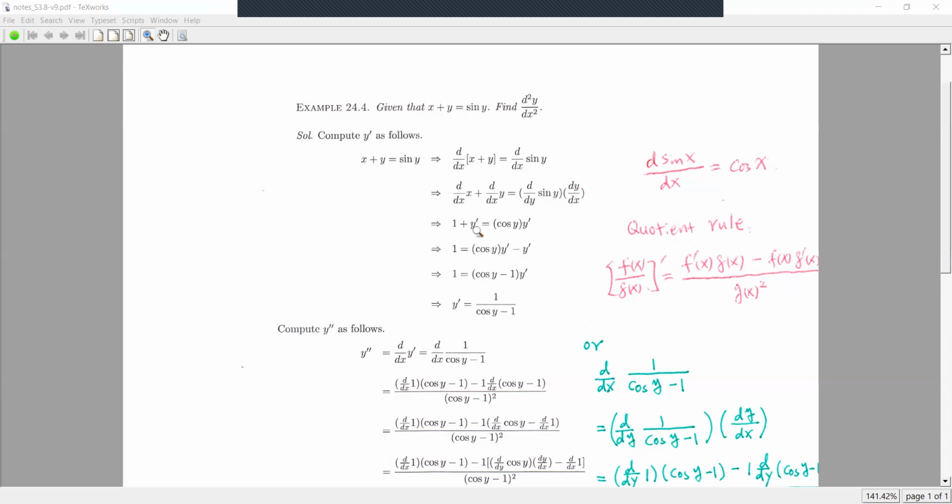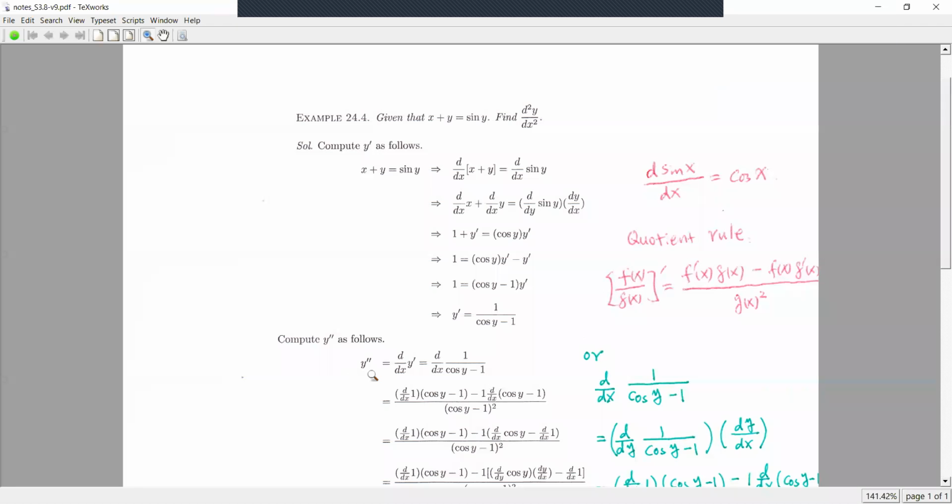Move the second term to the right-hand side. Then I have this equation. Factor out y prime. I have this equation. Move cosine of y minus 1 to the left side. Then I have this equation. This is the first derivative of y.